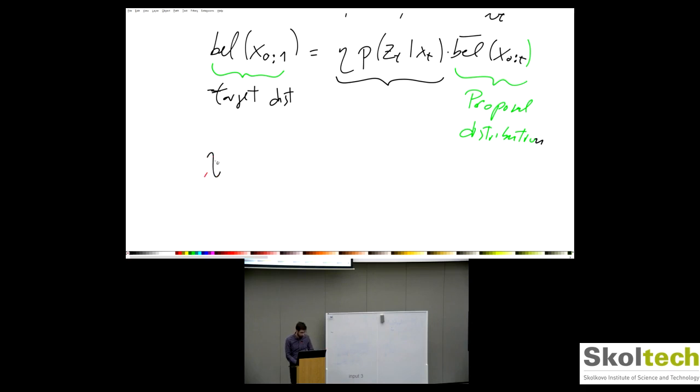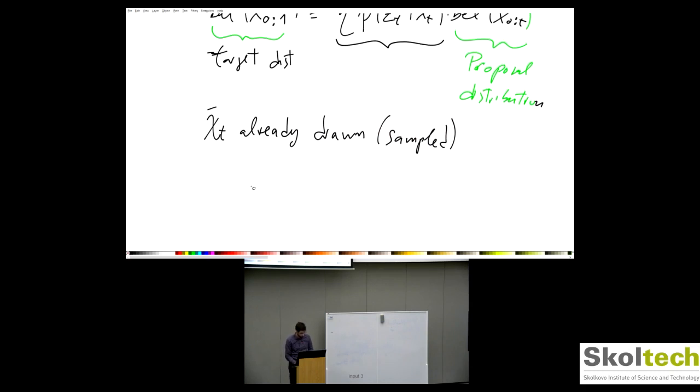Okay, so x_t is already drawn or sampled, right? So each particle of x_t is just going to be the previous one. I mean, we are not going to change particles, right? The only thing we are going to change is weights, right? And for that, let me write it this way. So we have here the target distribution. This is the likelihood of the target distribution, and this is the proposal.